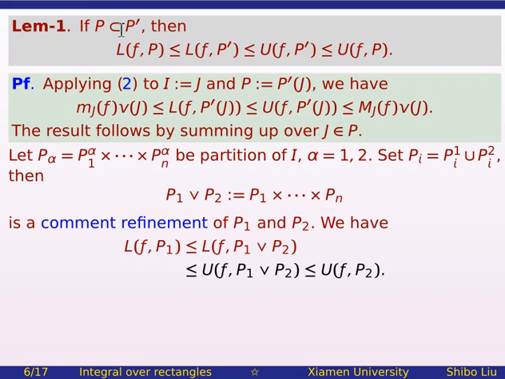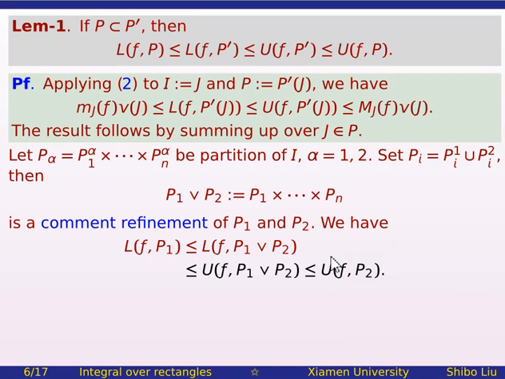Our previous lemma tells us that for the same partition, the lower sum is always not greater than the upper sum. Of course, this is a direct consequence of the definition of lower sum and upper sum. But this argument tells us that even for different partitions, the lower sum will not be greater than the upper sum, because the lower sum with respect to P1 will not be greater than the upper sum with respect to another partition P2.